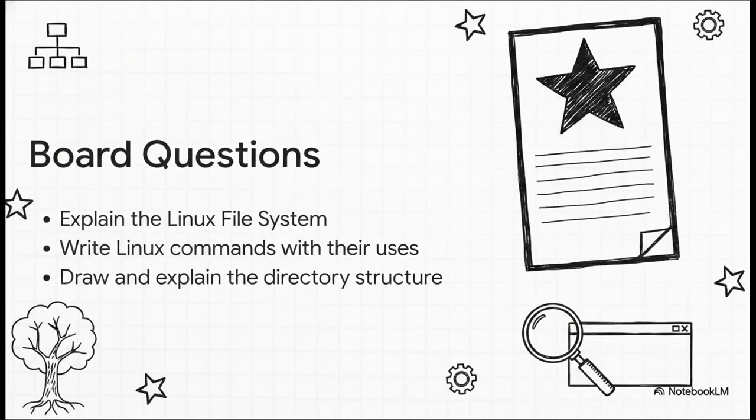Now, for the heavier 2 to 5-mark questions, this is where you get to put the whole picture together. You might be asked to explain the Linux file system, and when you do, definitely remember to mention that hierarchical tree-like structure. You could also be asked to write out 4 to 6 commands with their uses and examples, just like we did with mkdir and rmdir or ls. And hey, if you get a 5-mark essay question, be fully prepared to draw out that directory structure we saw earlier, showing the root branching out into /home, /bin, /etc, and the rest.